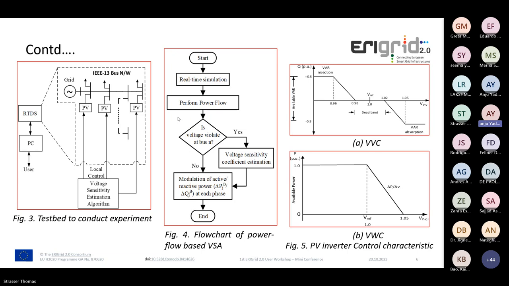We can perform the power flow using the real-time simulator, that is RTDS, to check the voltage violation at a particular bus. If there is no violation, modulate active power and reactive power of each phase. But if a violation is observed, then the voltage sensitivity coefficient estimation is performed and then active and reactive power of each phase are modulated, as presented in figure 4. Figure 5 presents the volt-var control and volt-watt control characteristic that is used to control active and reactive power of PV inverters.